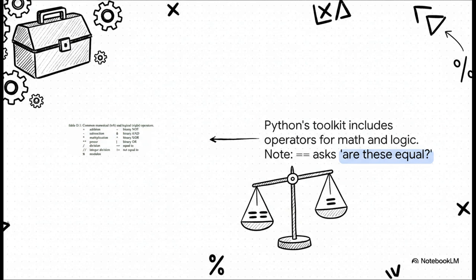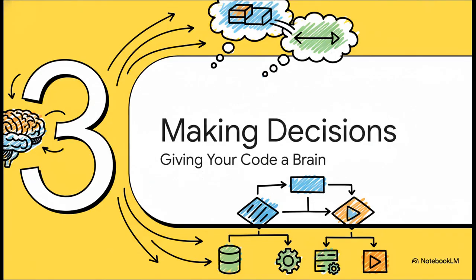Besides your standard math stuff, you also have comparison operators, and pay close attention to the double equals sign. That one asks the question, are these two things equal? Which is totally different from the single equal sign we saw earlier, which assigns a value. So we can store data and we can perform actions on it.